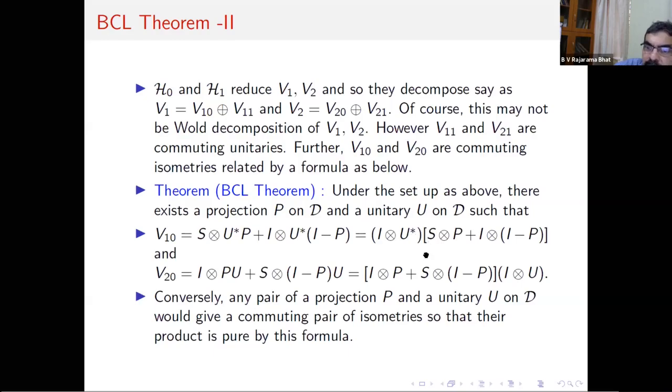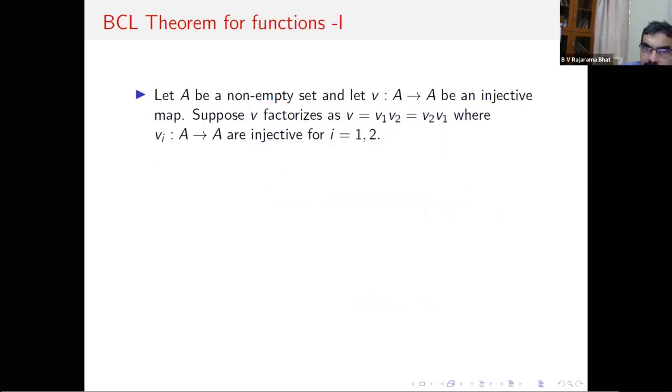There is a natural decomposition of V1 and V2. One part V1 is the shift and the identity. The other one V2 is the other way around, the identity and the shift. Up to this unitary, it breaks up like this: S tensor P and the identity, or I tensor S, with respect to P and P perp. Conversely, any such pair would give you commuting isometries like this.